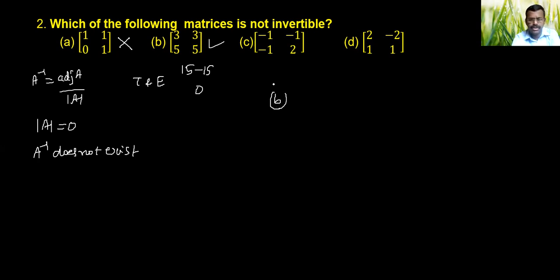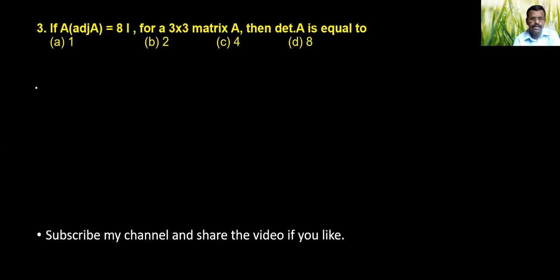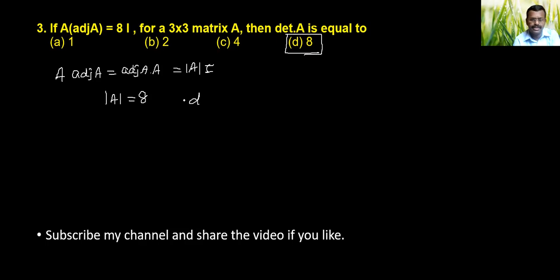Now we move to the next question, question number 3. If A into adjoint of A equals 8I for a 3 cross 3 matrix A, then determinant of A is equal to? For this we have one very powerful property: A into adjoint of A equals adjoint of A into A equals determinant of A into I. Now observe, comparing this and this, easily we can get it: determinant of A equals 8. Hence, question number 3, D is the answer.